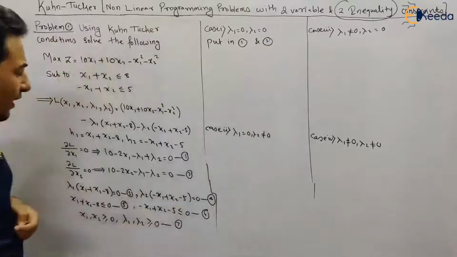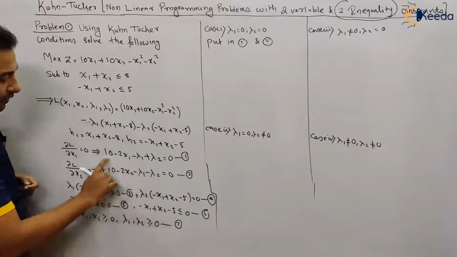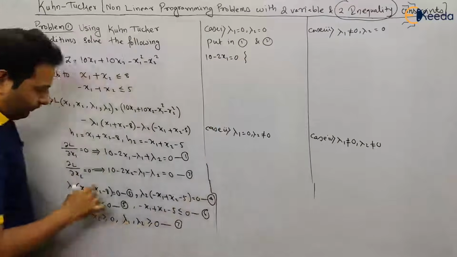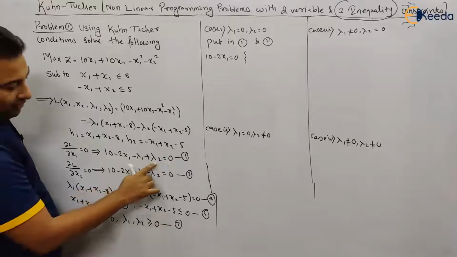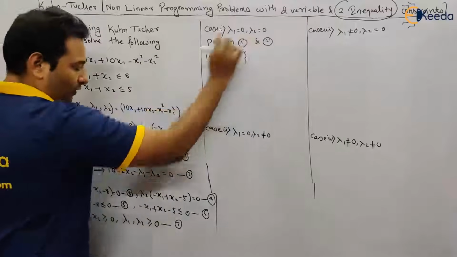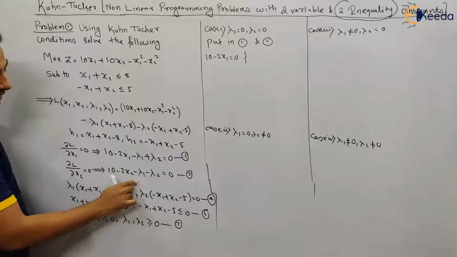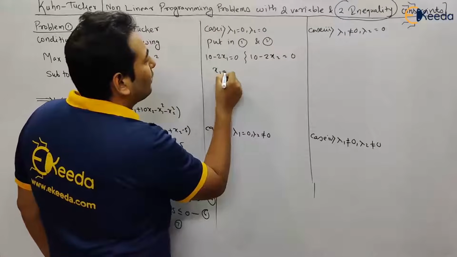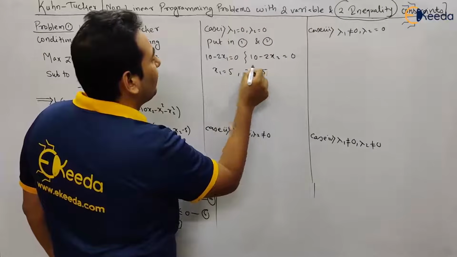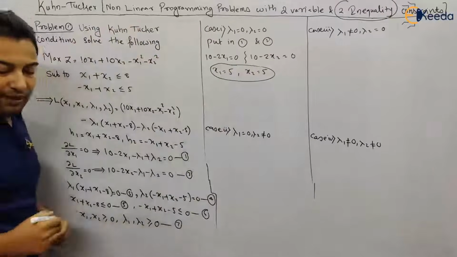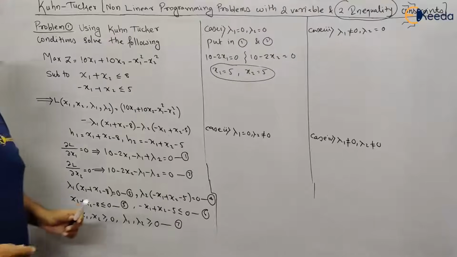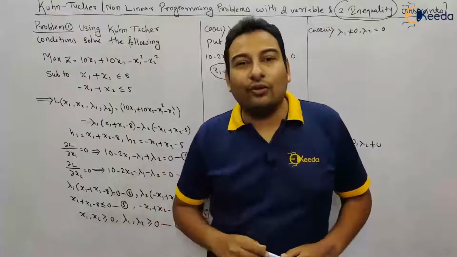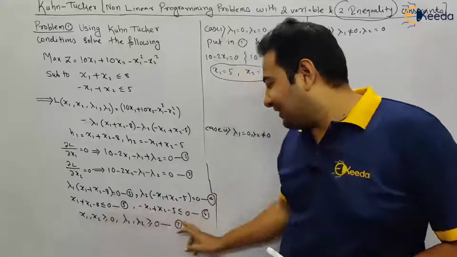Let us put in 1 and 2, and these terms will be 0. What I'll get? 10 minus 2x1 equal to 0, and 10 minus 2x2 is equal to 0, because these values are 0. So x1 is equal to 5, x2 is equal to 5. Both the values are 5. We got the values, but I need to check whether these values satisfy equation number 5, 6 or 7 or not.